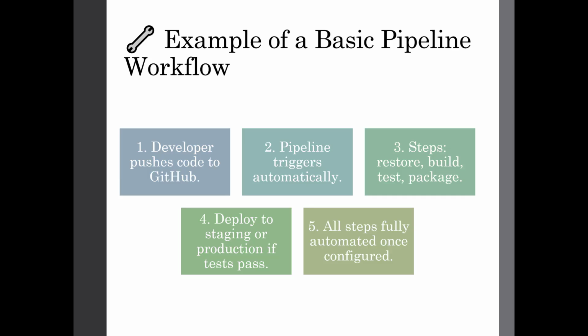So here is an example of a basic pipeline workflow. Essentially this is what we're going to be setting up as we move into our hands-on lab work section. A developer pushes code to GitHub, and that is going to trigger the pipeline. It then restores dependencies, builds the project, and runs some tests. If everything passes, it packages the code and then deploys it to staging or production. And this is all going to happen automatically once that pipeline is configured.